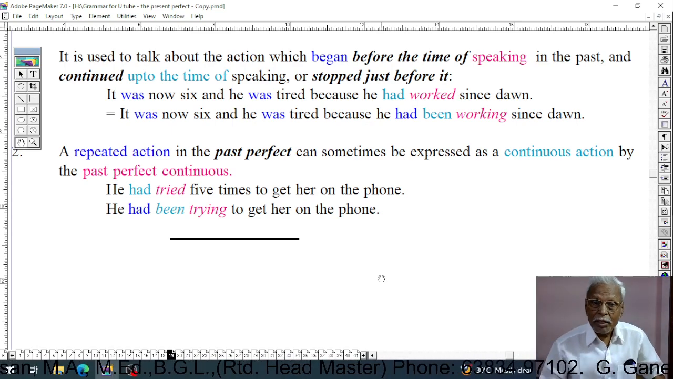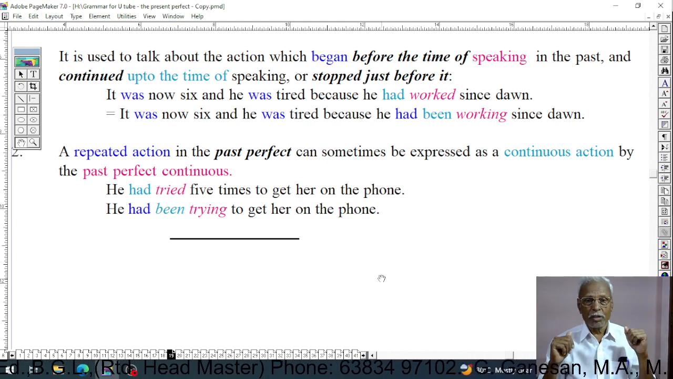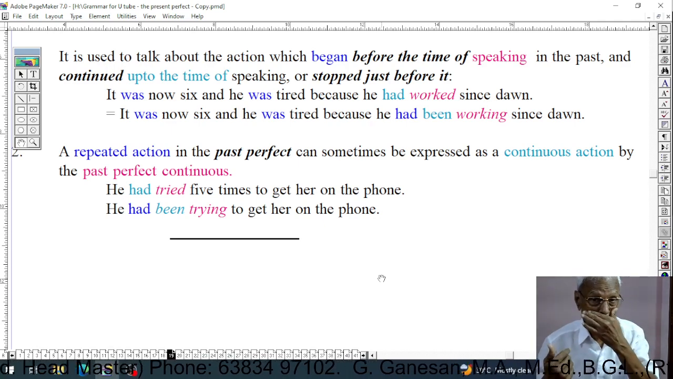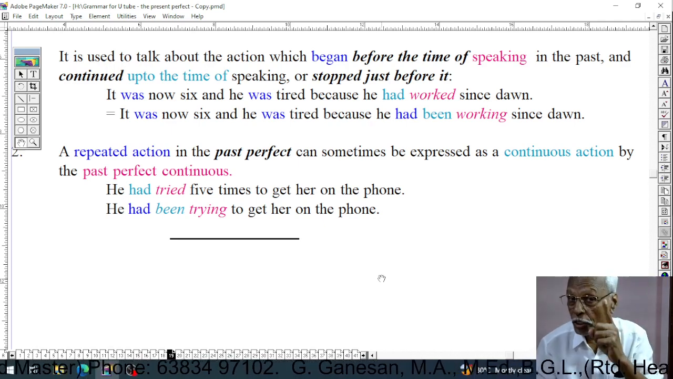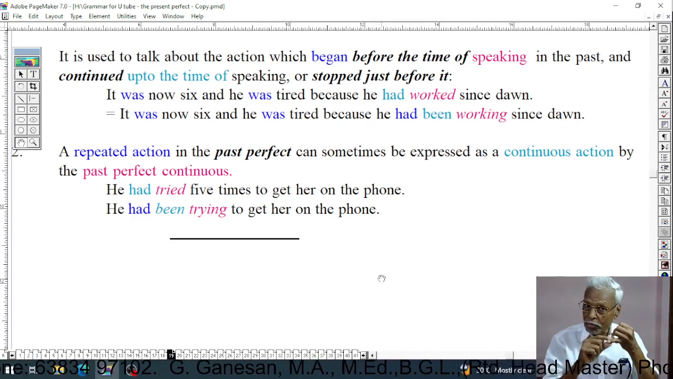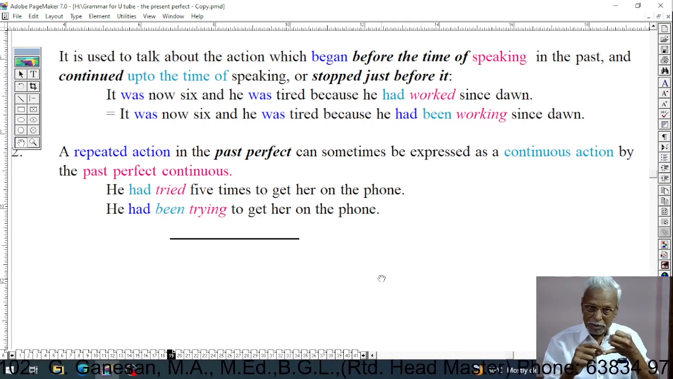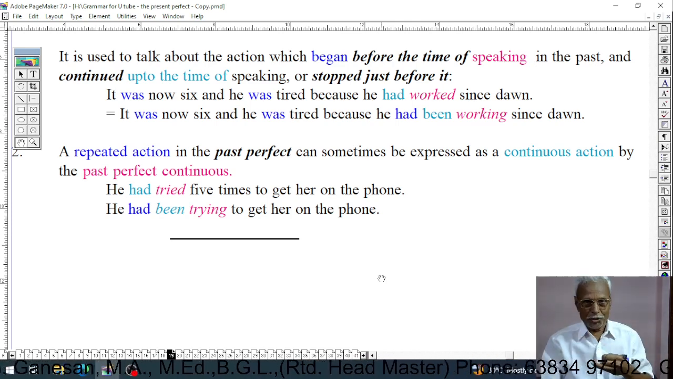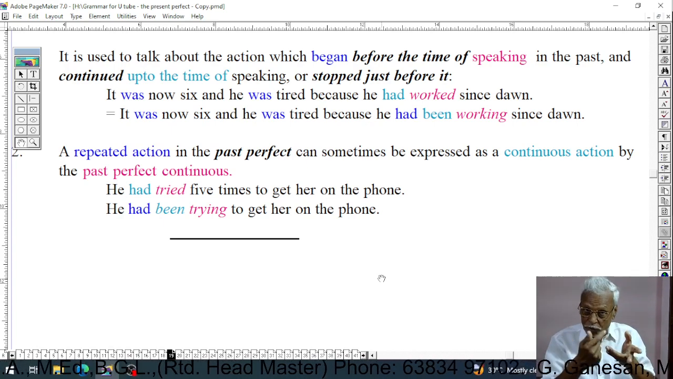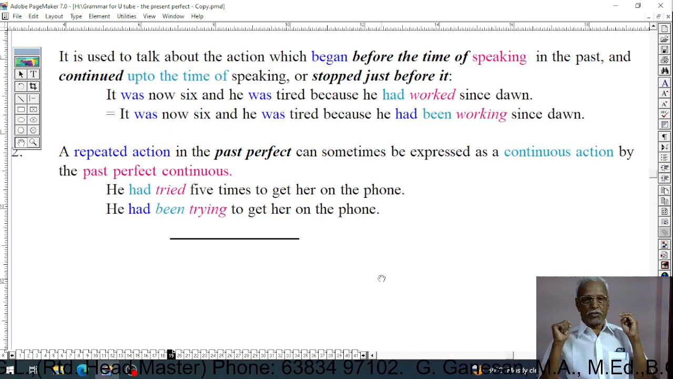This action can be expressed either using simple past or the past perfect continuous. I mean past perfect or past perfect continuous. Dear children, bear it in mind. As you say, simple tense, I mean simple past, past continuous. So in this way, the perfect tenses can also be called as simple perfect and perfect continuous.